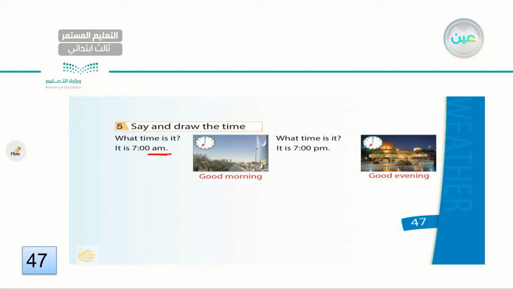Also, we might greet by saying good morning, right? But for the second one, we use p.m. 7 p.m. Why? Because it's dark in the evening, and we use the greeting good evening, okay, because it's dark. So we use a.m. as I told you, after midnight until midday 12, and then we will use p.m.